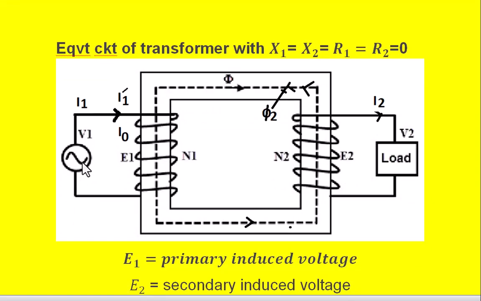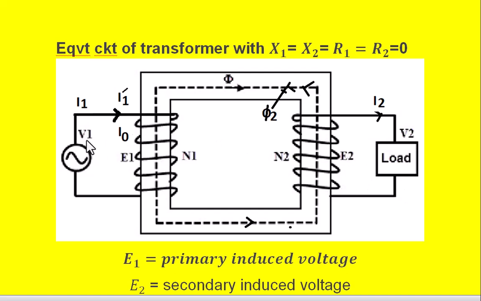So here this is the primary winding connected to the AC supply called V1, and the input current to the primary winding is I1, and I0 is the no load current of the transformer, and E1 is the induced EMF in the primary winding, N1 is the number of turns on the primary winding, and I1 dash is the current corresponding to the secondary current I2, and E2 is the induced EMF, and N2 is the number of turns on the secondary, and V2 is the terminal voltage of the load.